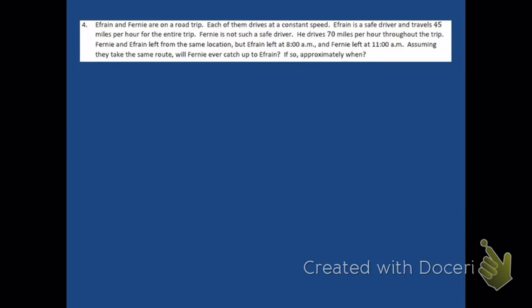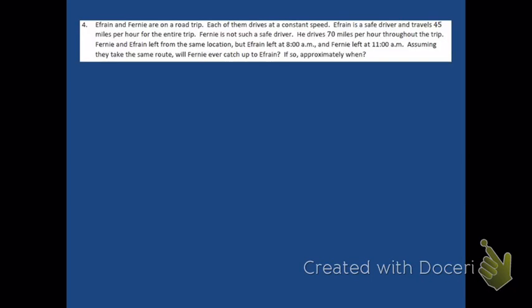Okay, let's look at exercise 4 that you have in your notes, and we'll do this one together. I'll read it. Efren and Fernie are on a road trip. Each of them drives at a constant speed. Efren is a safe driver and travels 45 miles per hour for the entire trip. Fernie is not such a safe driver. He drives 70 miles per hour throughout the trip. Fernie and Efren left from the same location, but Efren left at 8 a.m. and Fernie left at 11 a.m. Assuming they take the same route, will Fernie ever catch up to Efren?